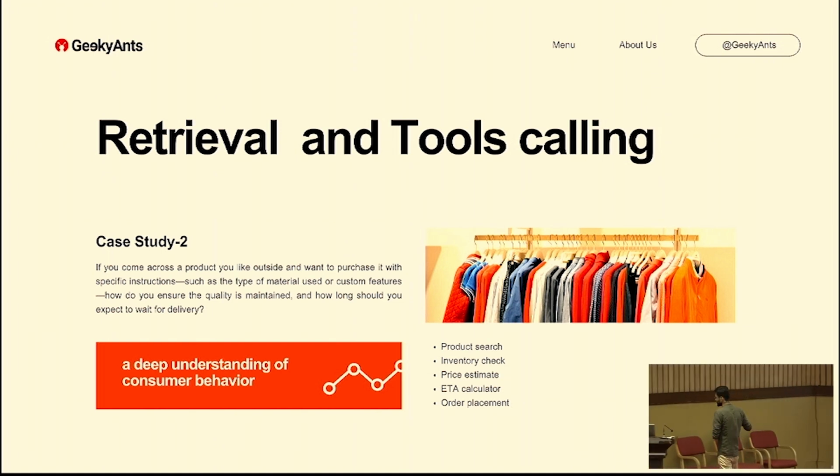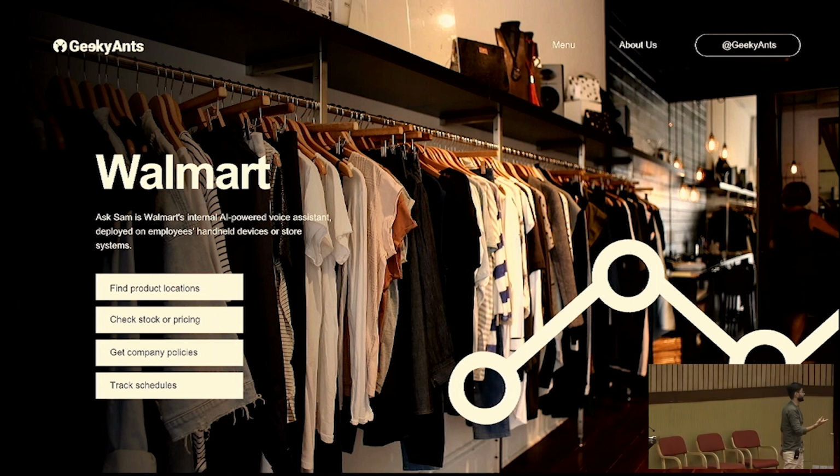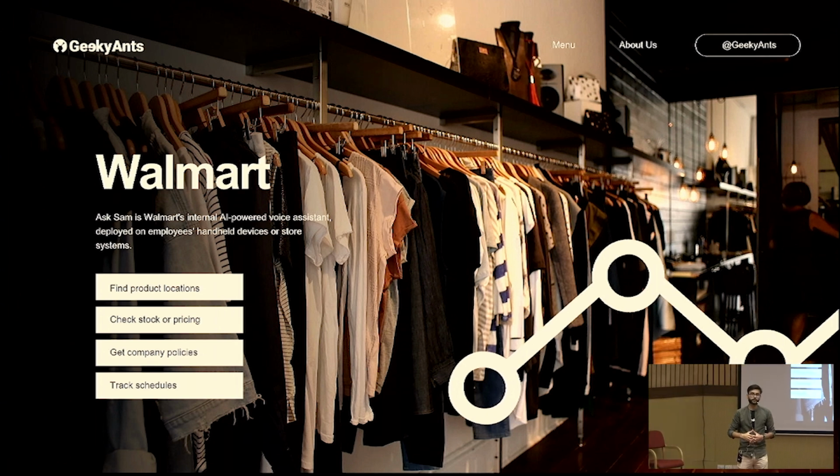So this is something that was just on a research paper. But wait a second. Walmart implemented it, but it didn't implement it for the customers. It implemented it for the employees.